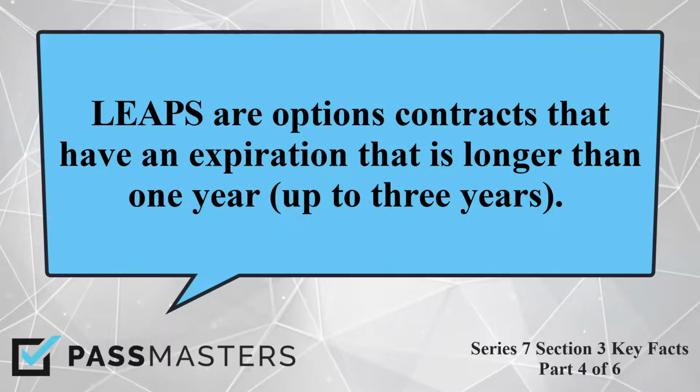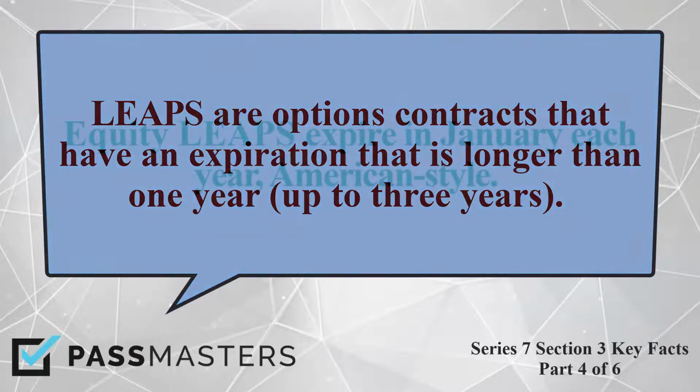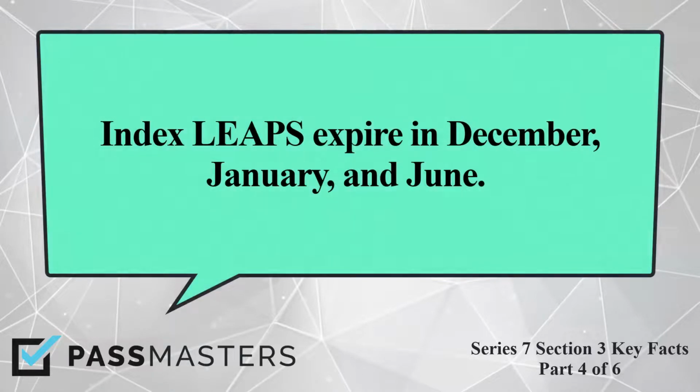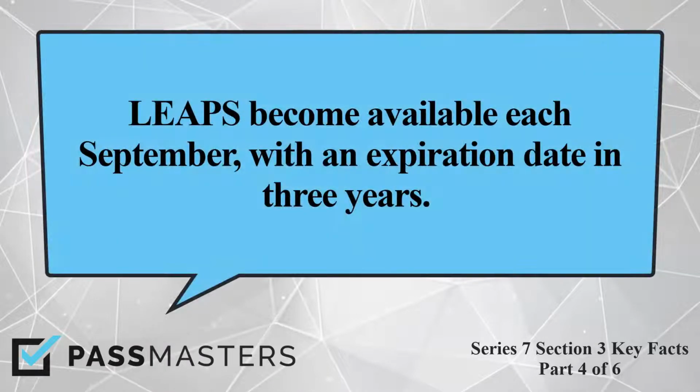LEAPS are options contracts that have an expiration that is longer than 1 year, up to 3 years. Equity LEAPS expire in January each year, American style. Index LEAPS expire in December, January, and June. LEAPS become available each September with an expiration date in 3 years.